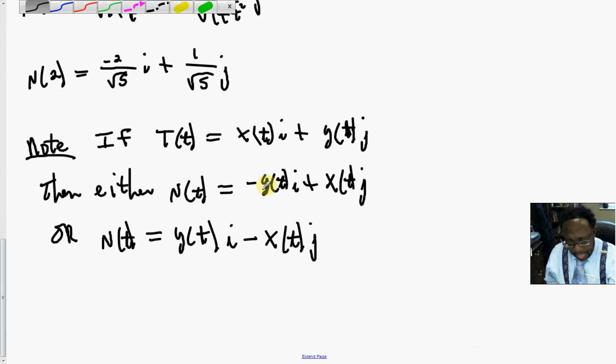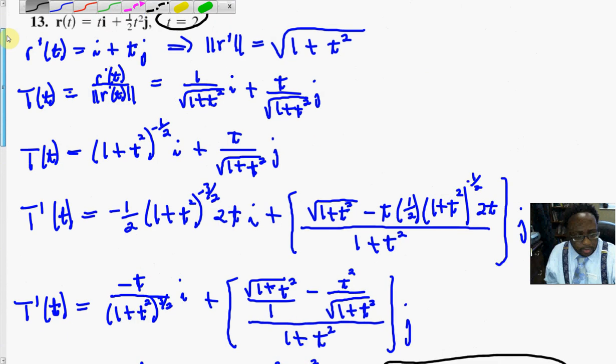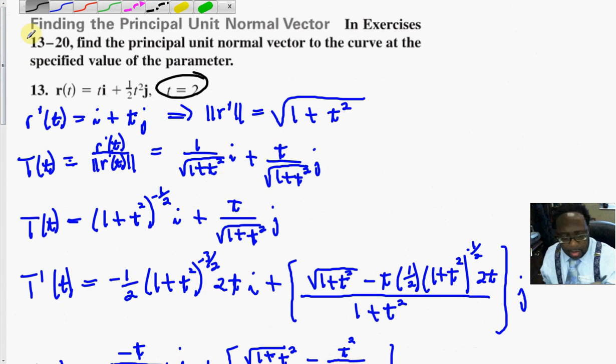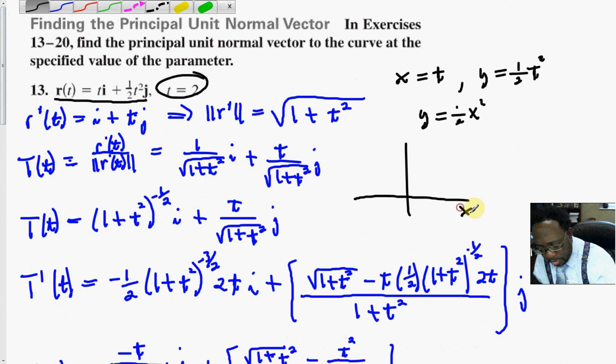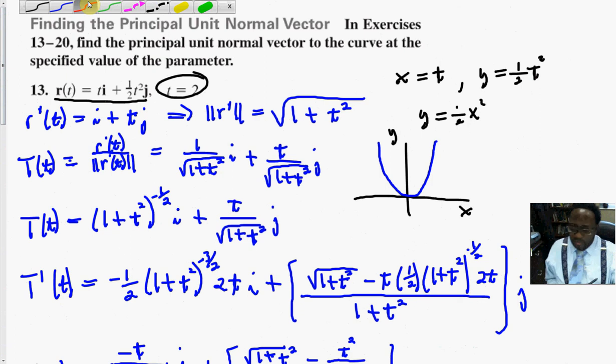Now how do you know the sign? And that's a good question. The tangent vector will always flow in the direction of how the curve is moving. So say for example, if we take this problem here, and I'm looking at this position vector, this means that x is equal to t, that first component, and then y is equal to 1/2 t squared. So if x is equal to t, that means that y is equal to 1/2 x squared. So what we have is just a parabola. Reduce everything to x and y.